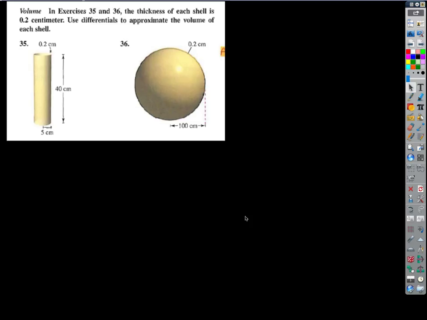By the way, what is the volume of a right circular cylinder? Pi r squared h. Good. But the height is fixed here, isn't it? So in our case, it's going to be pi r squared times what? Times 40. Okay?